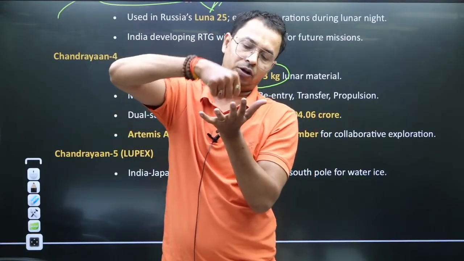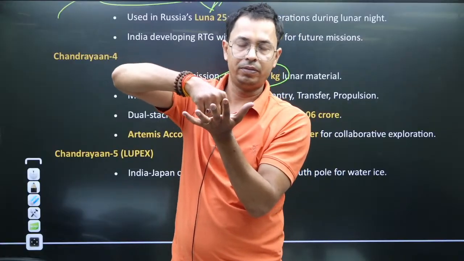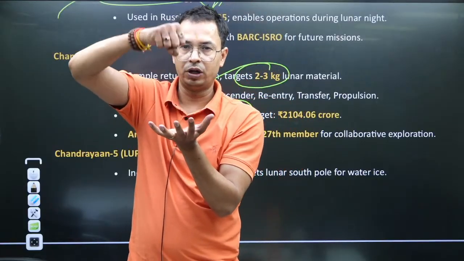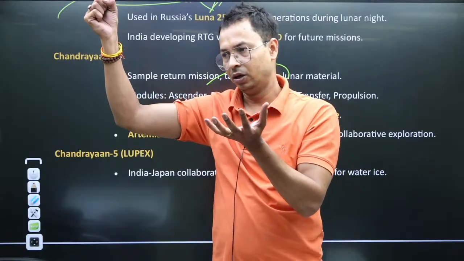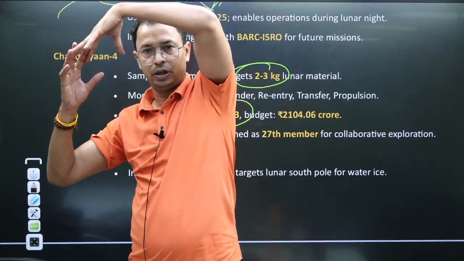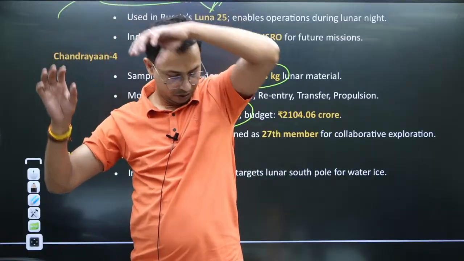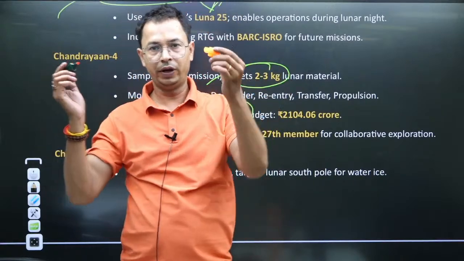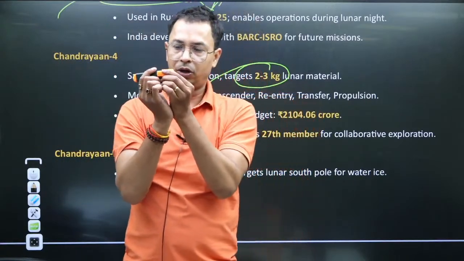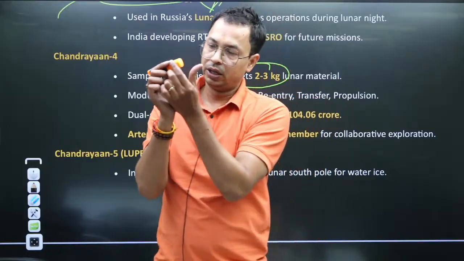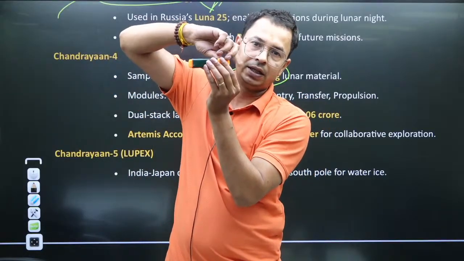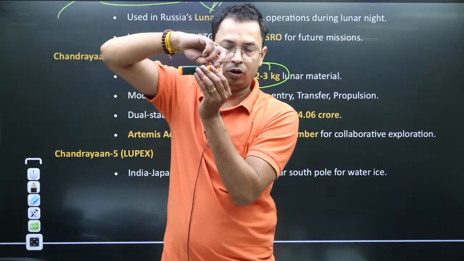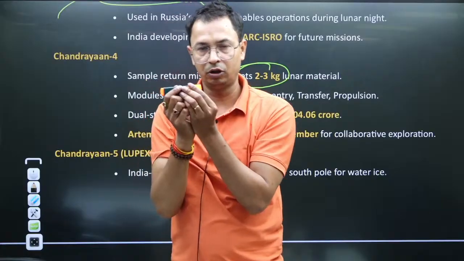Now this ascender module will take off from the surface of the moon and come to the orbit of the moon. Here the re-entry module and transfer module were waiting, and now the ascender module will dock with the re-entry module and transfer module. The transfer module will transfer the sample taken by the ascender module to the re-entry module. Now the sample is in the re-entry module.